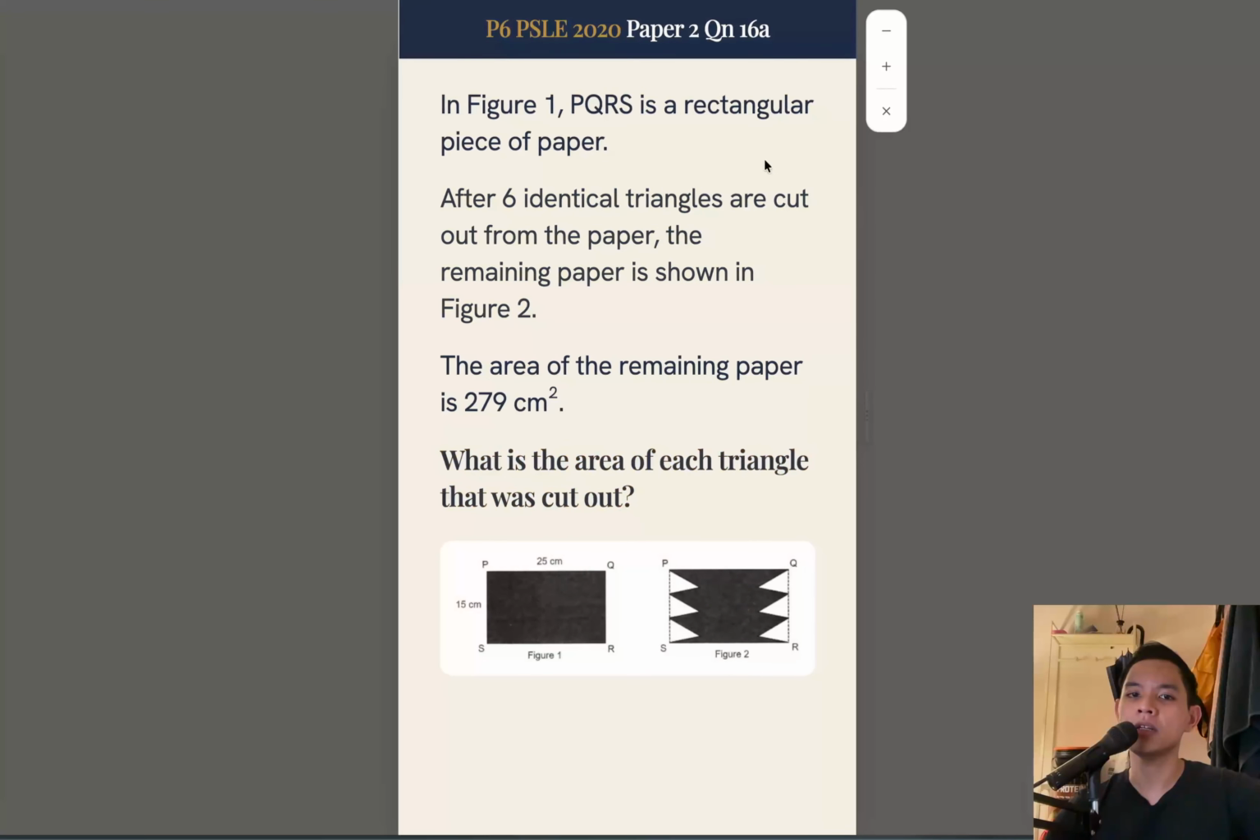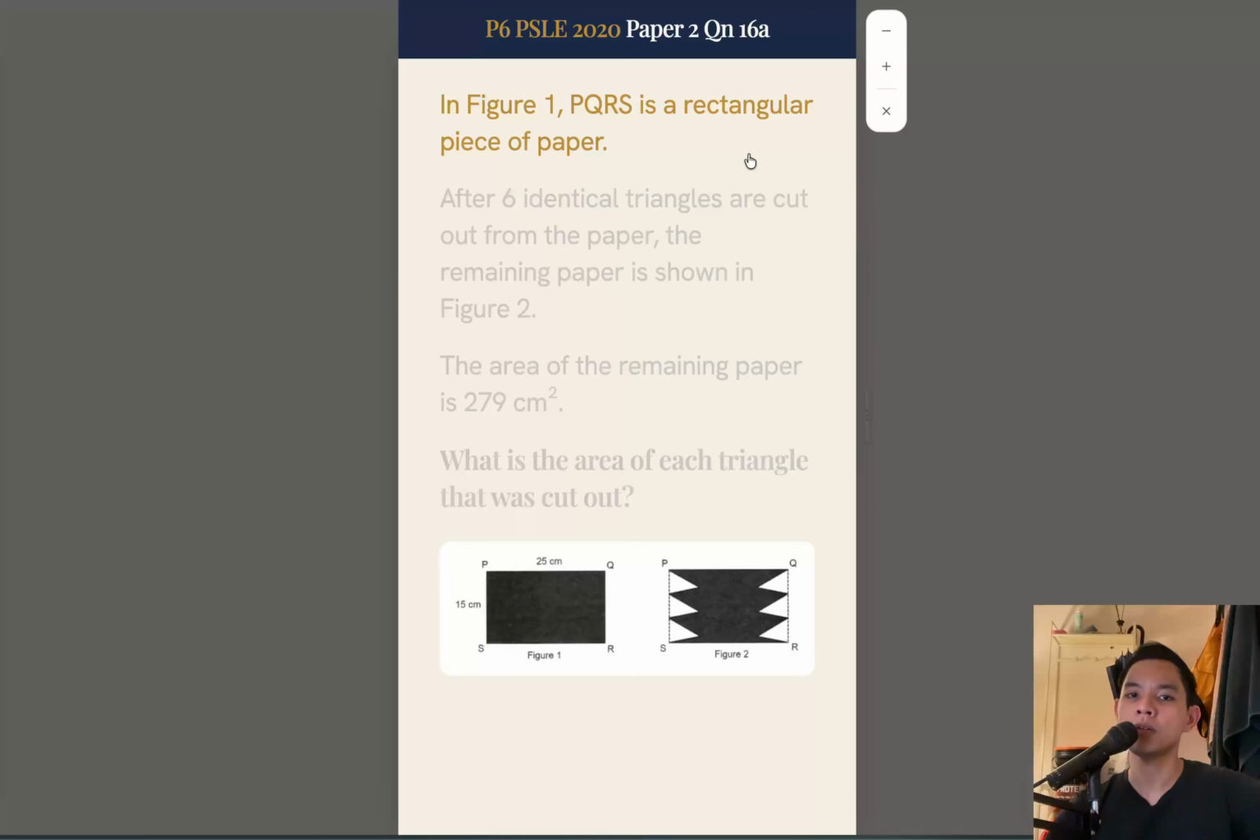Question 16, part A. In figure 1, PQRS is a rectangular piece of paper. After 6 identical triangles are cut out from the paper, the remaining paper is shown in figure 2. The area of the remaining paper is 279 centimeters squared. What is the area of each triangle that was cut out?